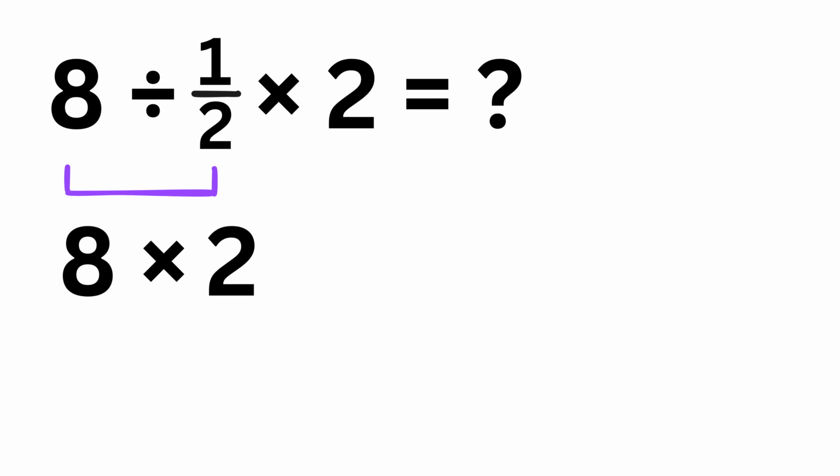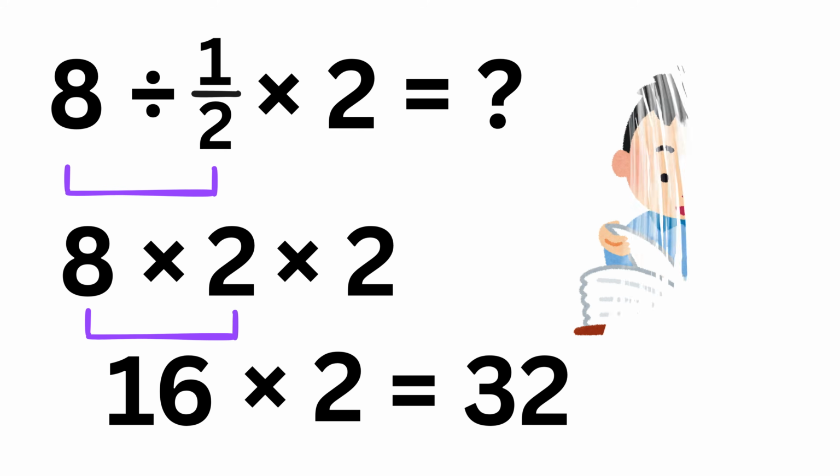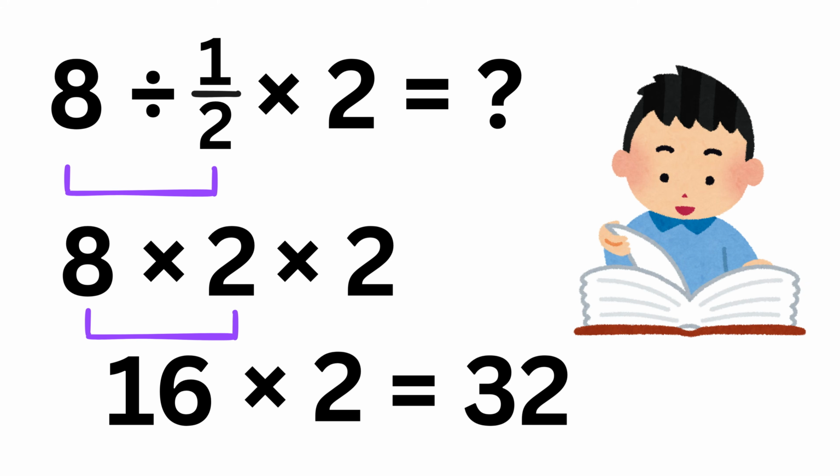So, now we have 8 times 2 times 2. First, 8 times 2 gives us 16, and then 16 times 2 gives us 32. And this is our final answer to this problem. The correct answer is 32.